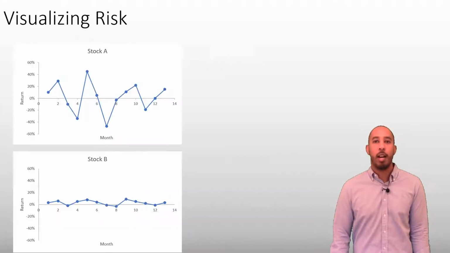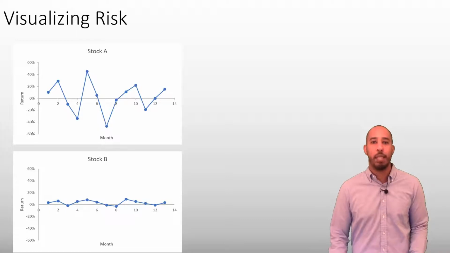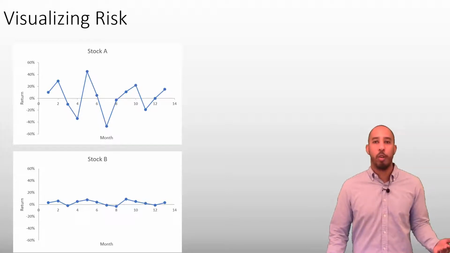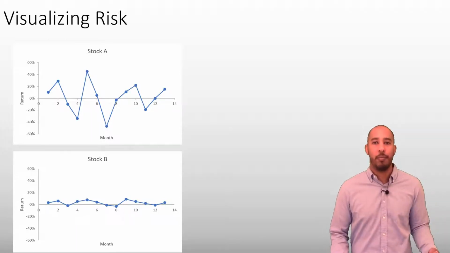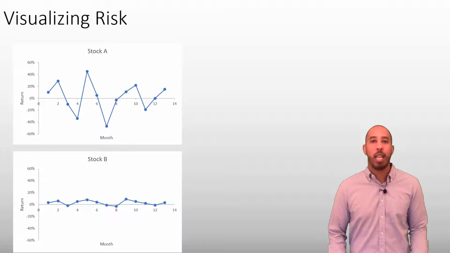We can look at these two stocks and get a feel for what we mean by riskiness. Stock A is like a roller coaster. Some months its return is very high, other months it's very low. So it has a lot of risk. Imagine trying to forecast what's going to happen in month 14 for the stock. It'd be pretty difficult to do so.